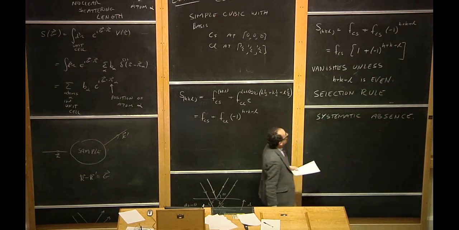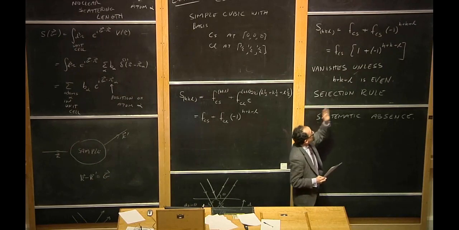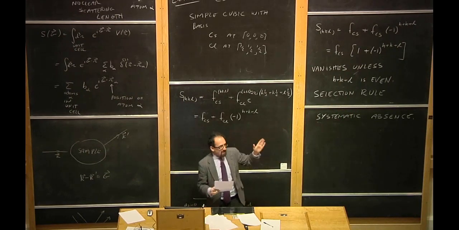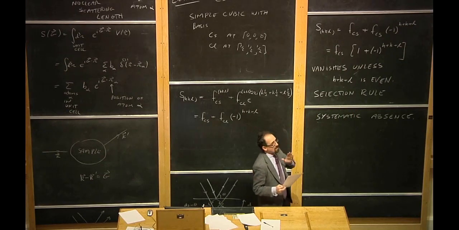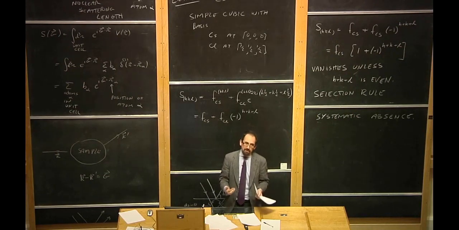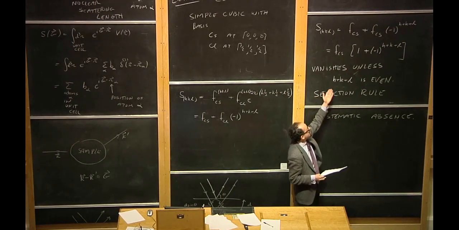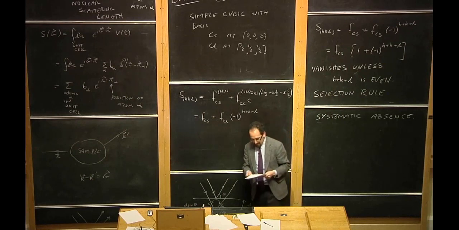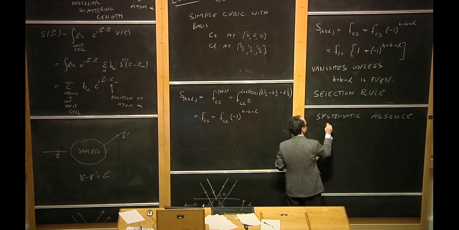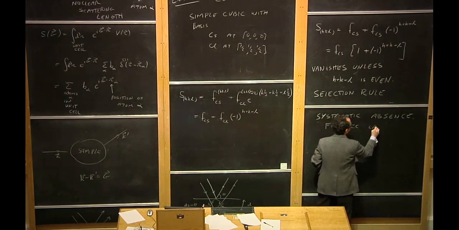Systematic absence. The idea being that you will get no scattering unless h plus k plus l is even. So all of the Miller indices with h plus k plus l being odd have no scattering at all. They are systematically absent from the scattering. Or in other words, in order to get scattering, you must satisfy this selection rule. And this is generally true for BCC lattices. These are the selection rules.